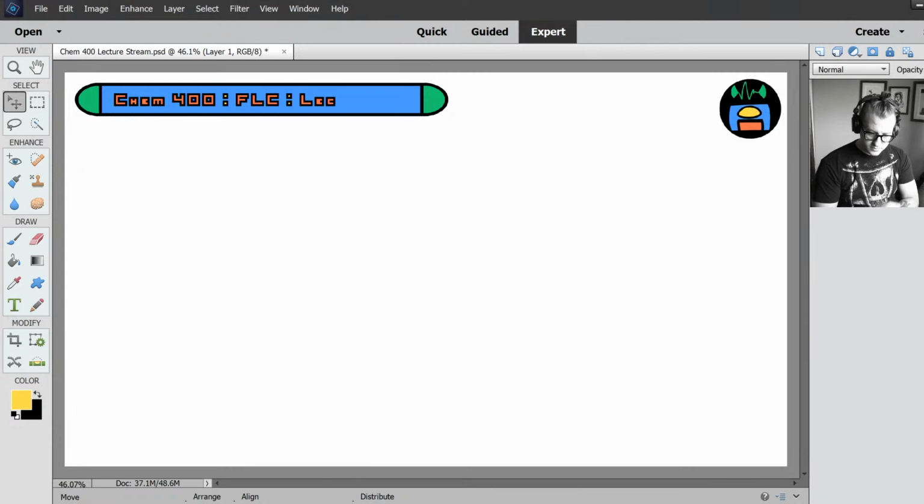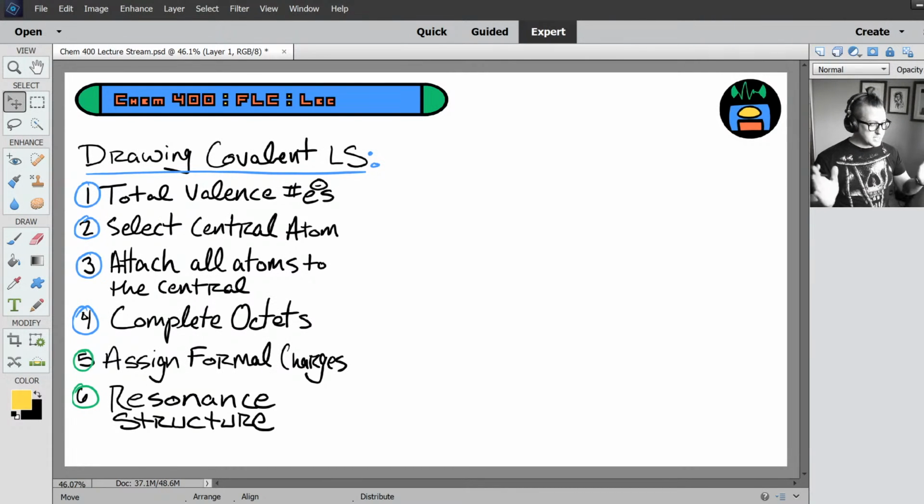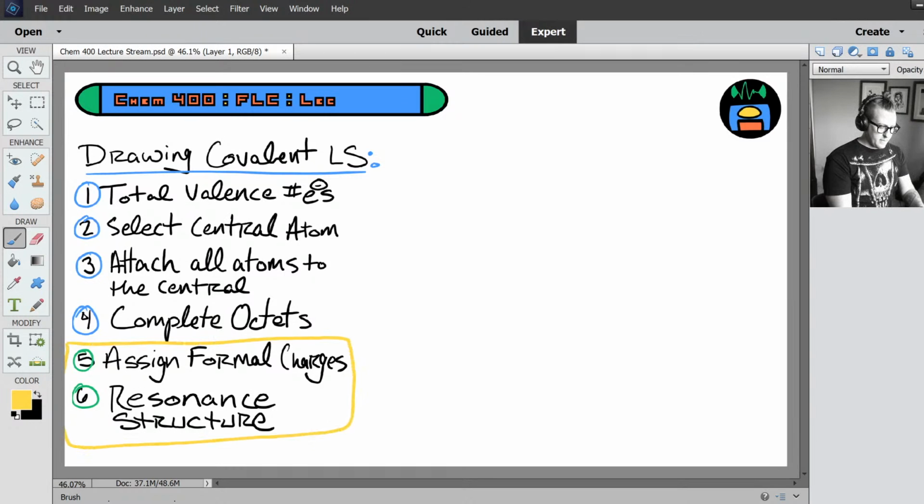So this is just by way of reminder. These are the steps for drawing Lewis structures, and we have been focusing on locking down 1 through 4. After we complete the octets, we're done. Today, we're going to learn about assigning formal charge and resonance structures. So we're going to be diving into some new territory there.